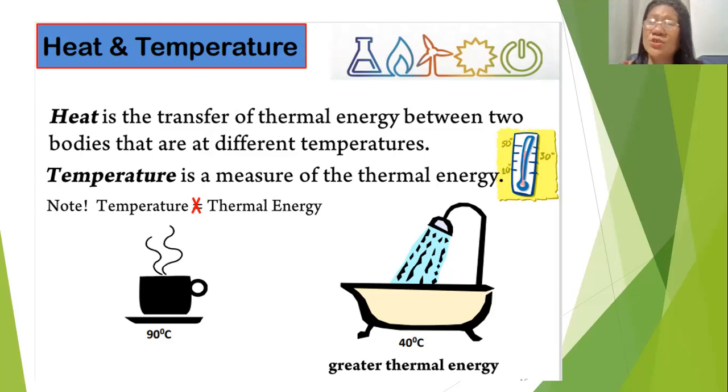Temperature is the measure of the thermal energy. Heat is the transfer, while temperature is the measure. And we already know that there are how many temperature scales? We have the centigrade, the Fahrenheit, and the Kelvin. But we are always using the absolute. The absolute is the Kelvin. That is 273 plus whatever is the temperature in centigrade. So that 273.15 is constant.